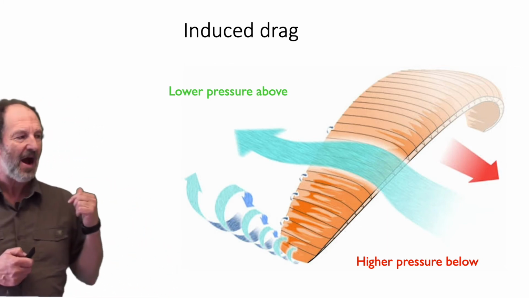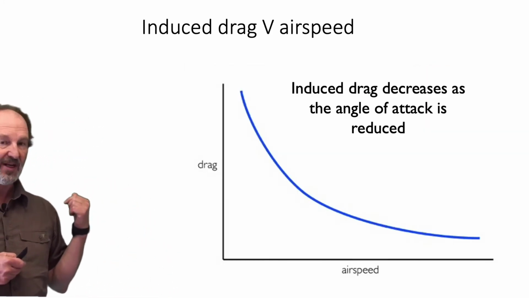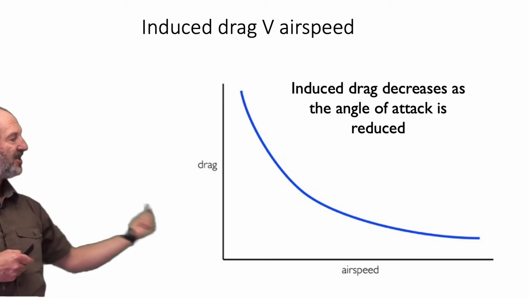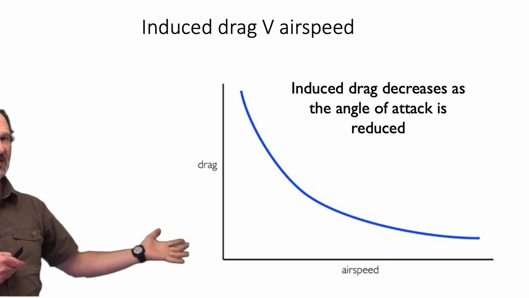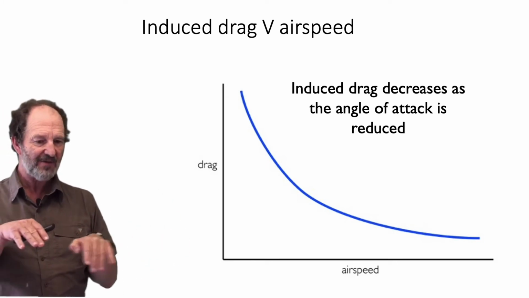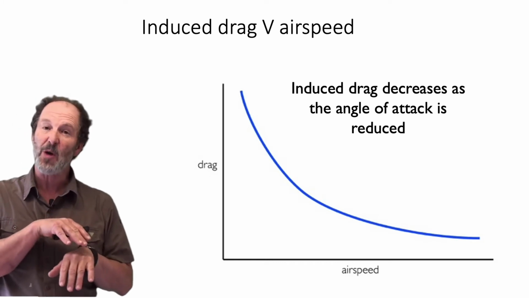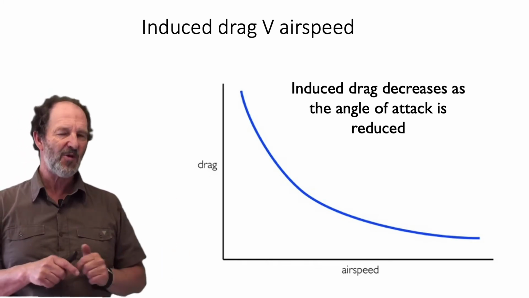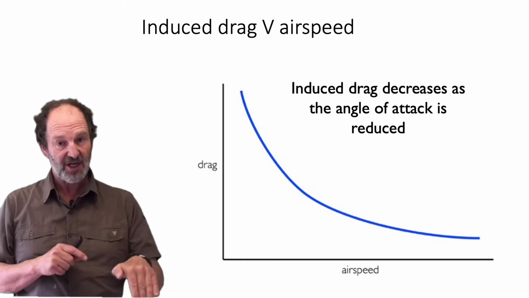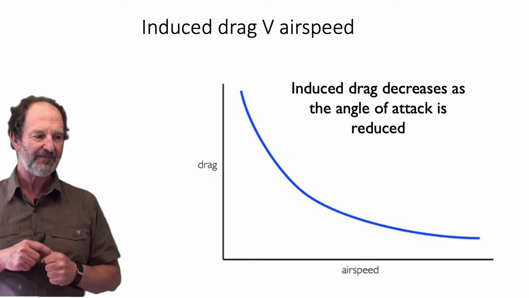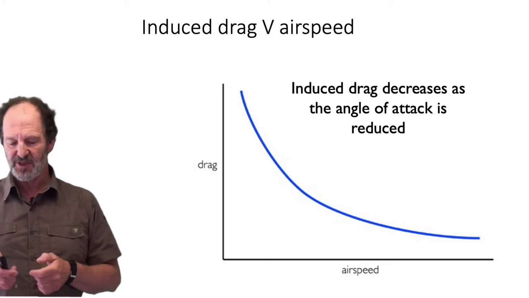This graph now shows what happens to induced drag as you speed up. So you can see here, as you increase airspeed, it reduces, and the reason for that is as you increase airspeed and you lower your angle of attack, the pressure difference between the top and the bottom of the wing reduces. Pressure difference reduces, not so much of a vortex. Simple as that. So a nice low angle of attack, not much lift, but not much drag either. So induced drag reduces with airspeed.